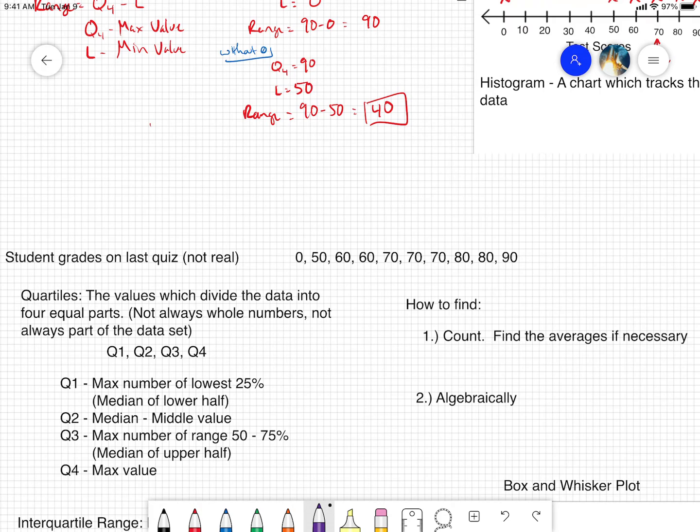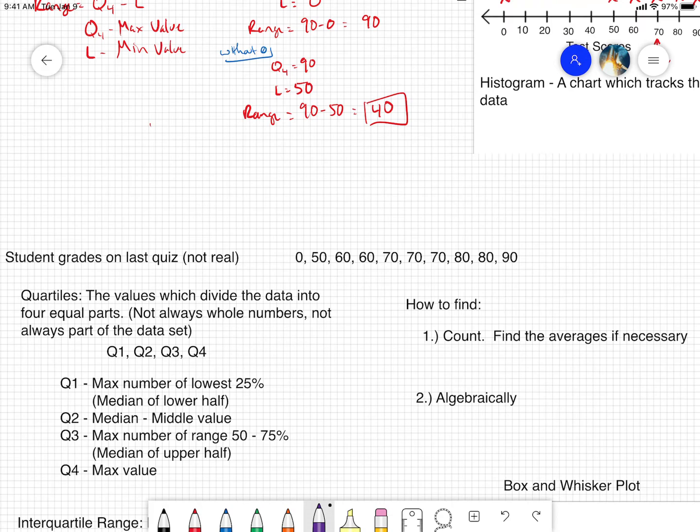Q1 is the max number of the lowest 25%. Another way of thinking of that is it's the median of the lower half. Q2 we already said was the middle value, or the median. Q3 is the max number of the 50 to 75%, or it's the median of the upper half. And then Q4 we've already talked about is our max value.